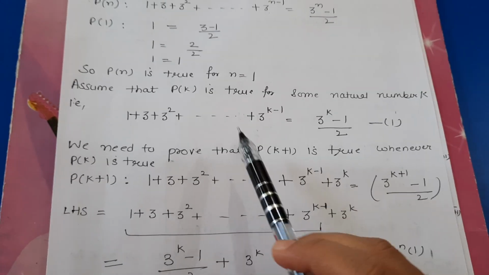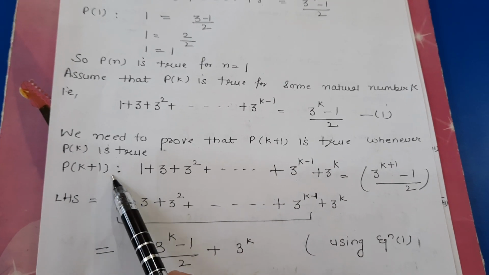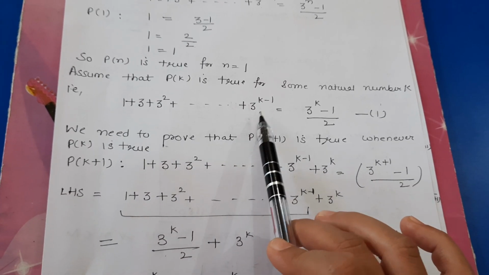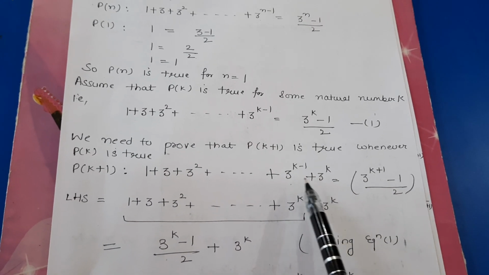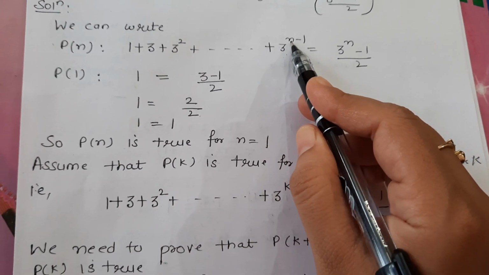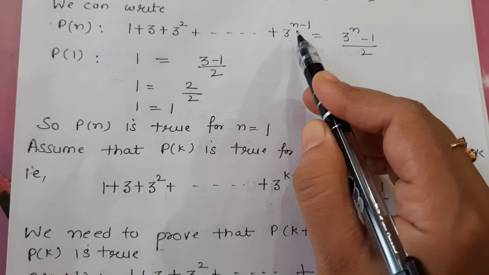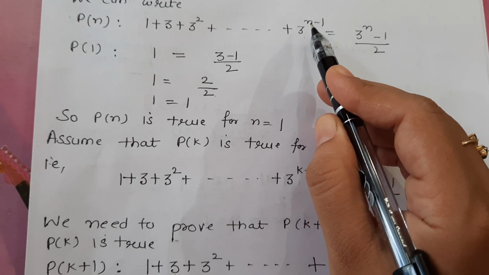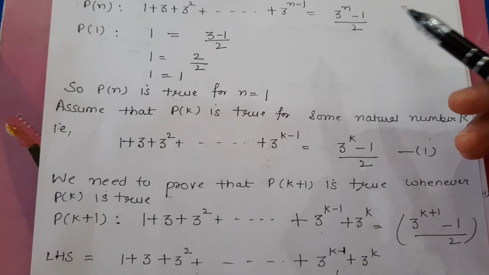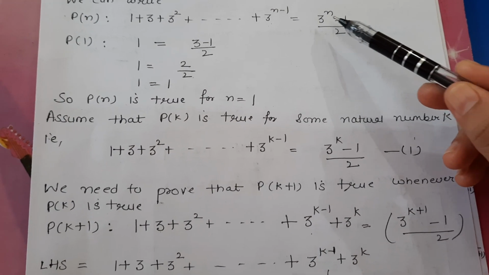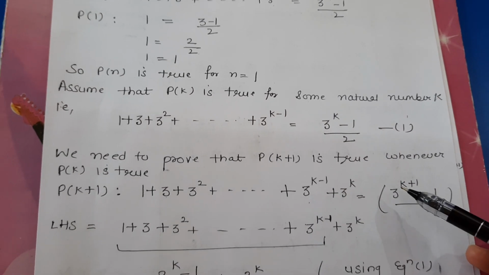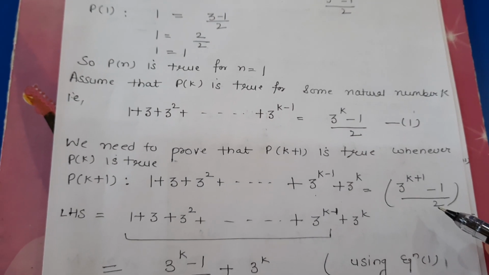First, you write your Pk plus 1. The sum of the first k terms you can write from here, right? And for the k plus 1th term, you just put n equals to k plus 1 here. So this is 3 raised to the power k plus 1 minus 1, so it is going to be 3 raised to the power k. In the same way, on the right hand side, put n equals to k plus 1. So this is 3 raised to the power k plus 1 minus 1 divided by 2.